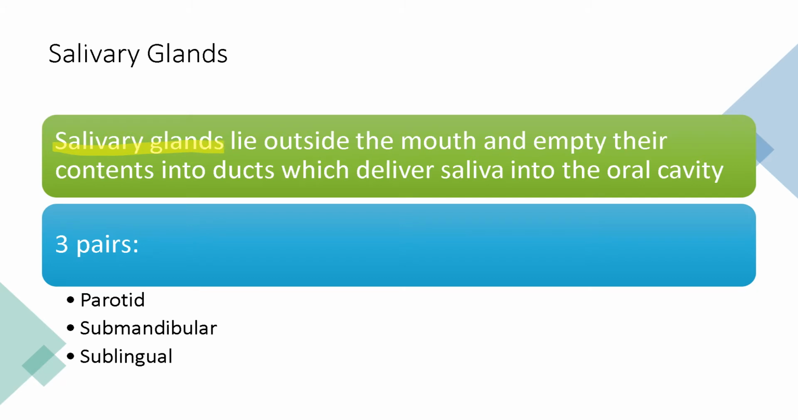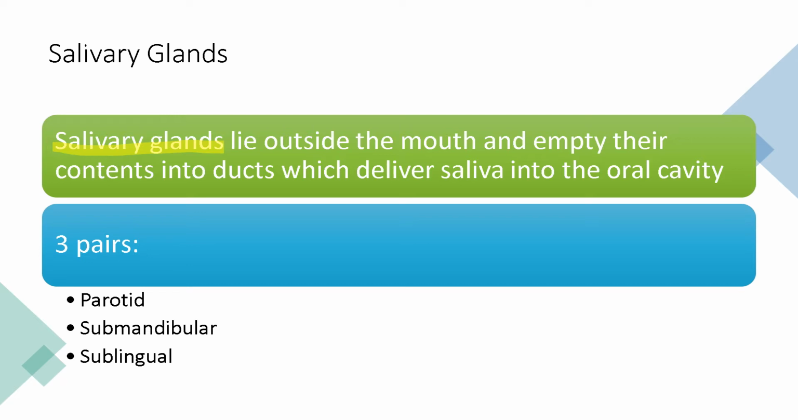A salivary gland is a gland that releases a secretion called saliva into the oral cavity. Now, ordinarily, there's just enough saliva that's secreted to keep the mucous membranes of the mouth and pharynx moist, as well as to cleanse the mouth and the teeth.